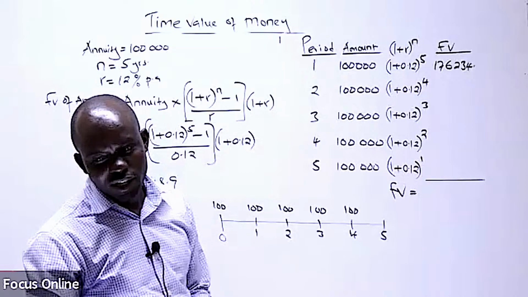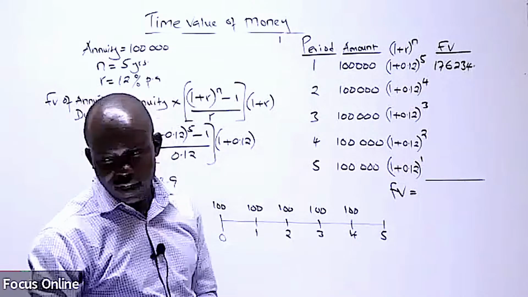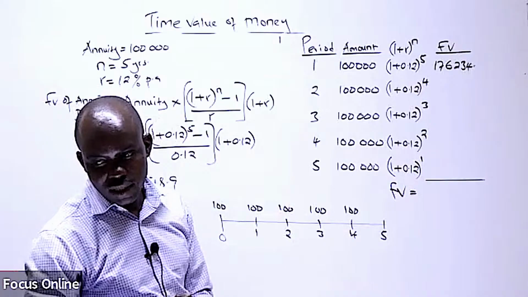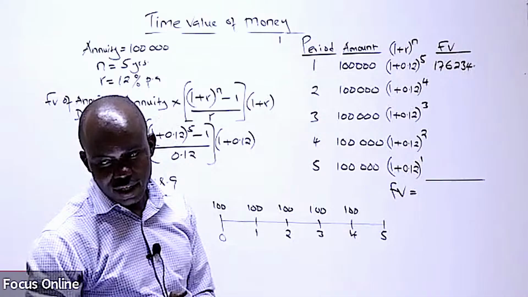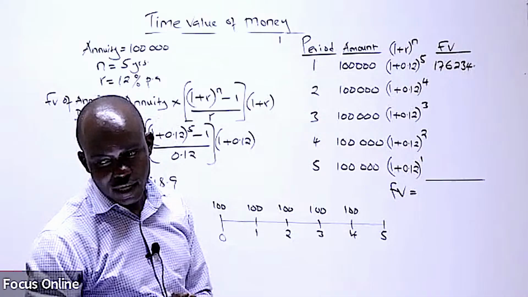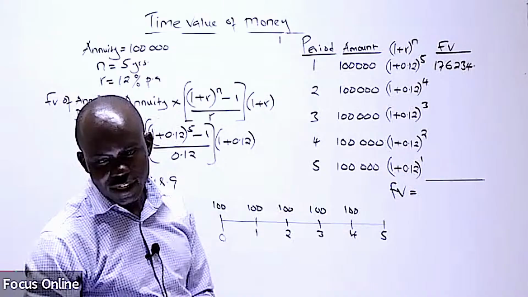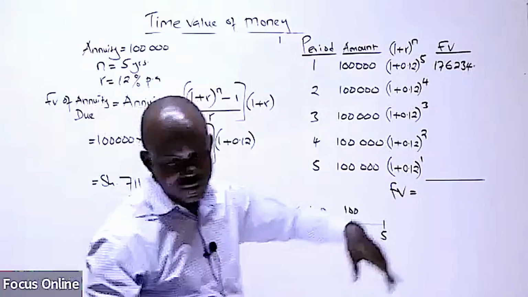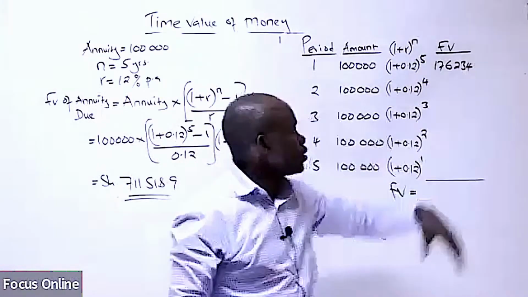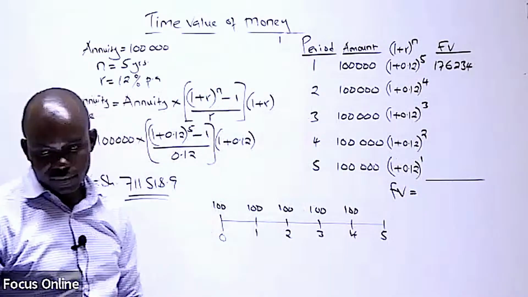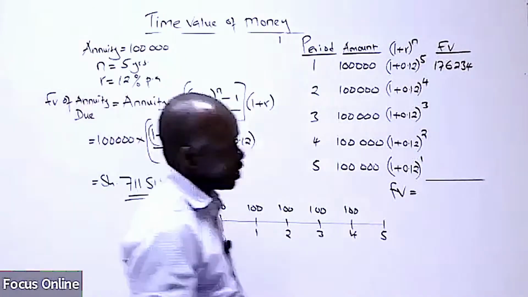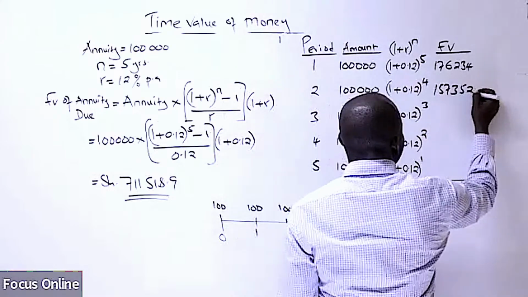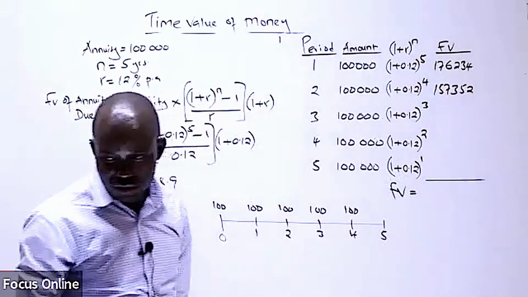In this case you can round off to whole numbers. In this case, there are situations whereby the decimal points will be required. So let's round off to whole numbers. The first one then should be 176,234, then 157,352.